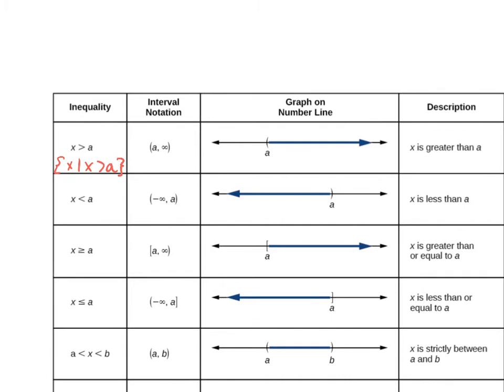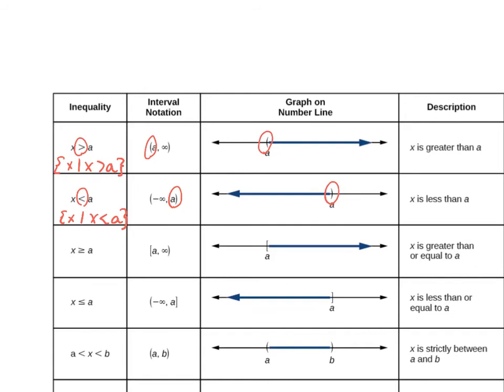The next one is x is less than a. So the set builder would be x such that x is less than a. And again, we are assuming we're in the land of real numbers. Now notice that here we use parentheses and parentheses because a is non-inclusive.